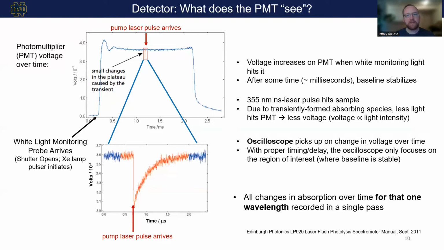But this is the basic idea of nanosecond flash photolysis, or nanosecond transient absorption: we're getting the entire kinetic trace at a specific wavelength. But in order to build up a whole spectrum, we'd have to move the monochromator to a different wavelength, record the whole kinetic trace, move the monochromator one more time to a different wavelength, get the whole kinetic trace, and so on and so forth. So this is the basic idea of what's happening in a flash photolysis experiment.